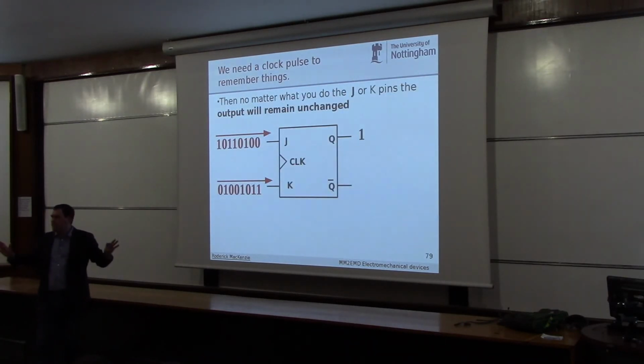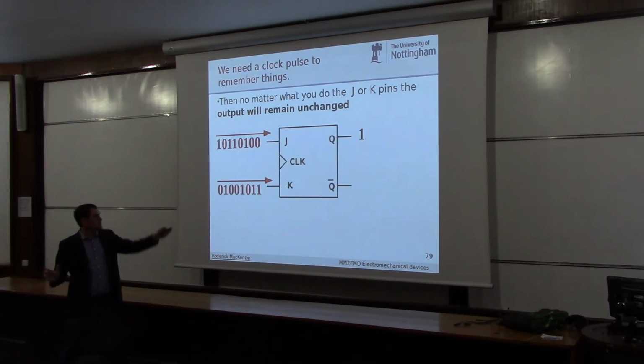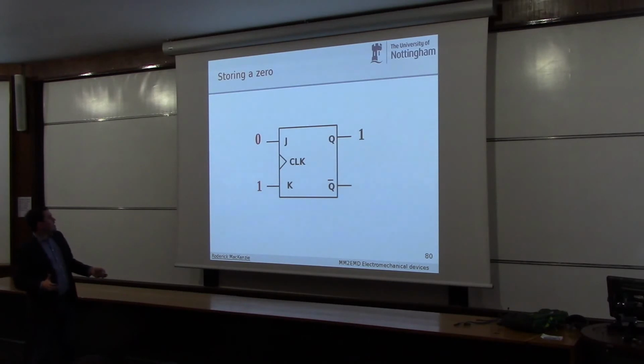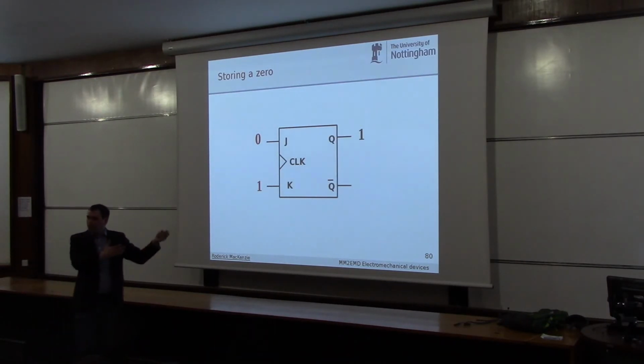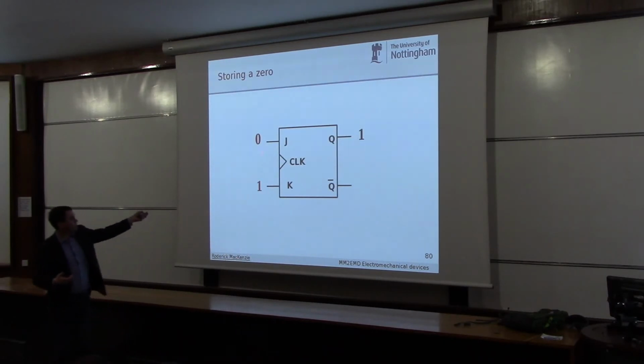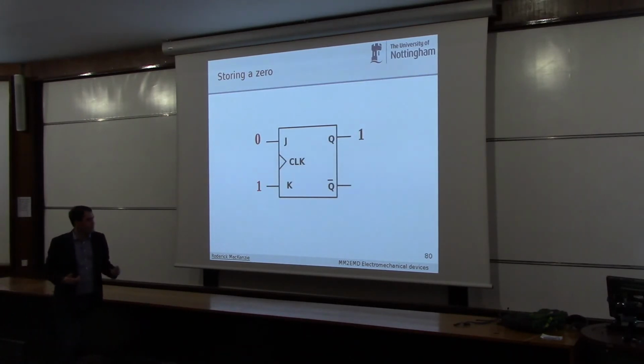Now, no matter what we do to the inputs now, so no matter what we do to J and K, we can put 1s on it, we can put 0s on it, whatever. We can do anything to the inputs. The output will never change because it's busy remembering that 1. Okay? Now, if we want to store a 0, so it's storing a 1 right now. Now we want to go back and store a 0. So we put a 0 on the J pin, so we want to remember the 0. And we put the opposite on the K pin. So we've got 0 and 1, and this tells it to remember a 0.